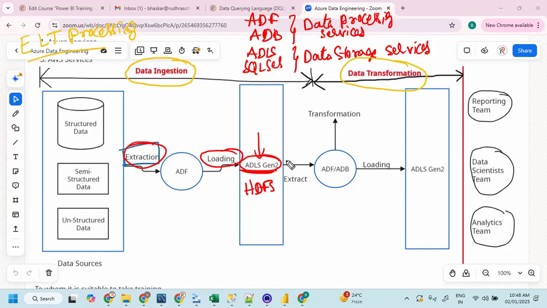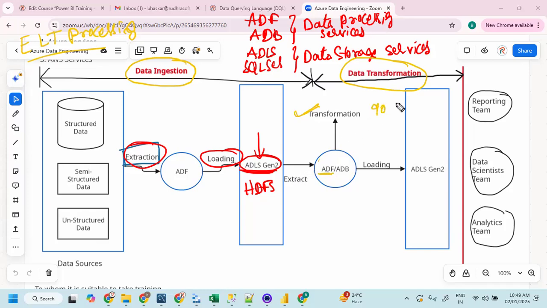Here I have given only one stage, but basically there is a medallion architecture we are going to follow. So what is a medallion architecture? How can we handle it? We'll see that. In the second stage, we are going to take the data from Azure Data Lake Storage Gen 2, and we are going to apply transformations here. With ADF, I can do it.